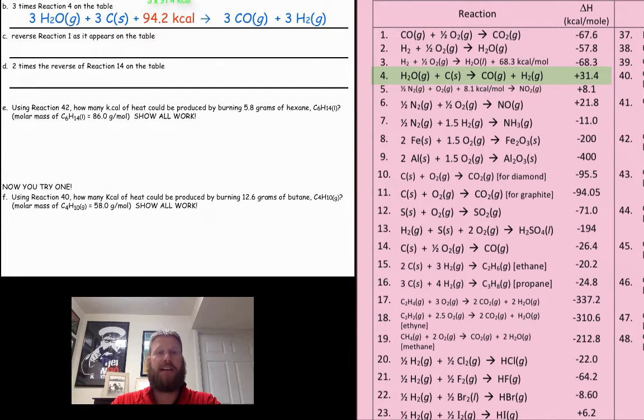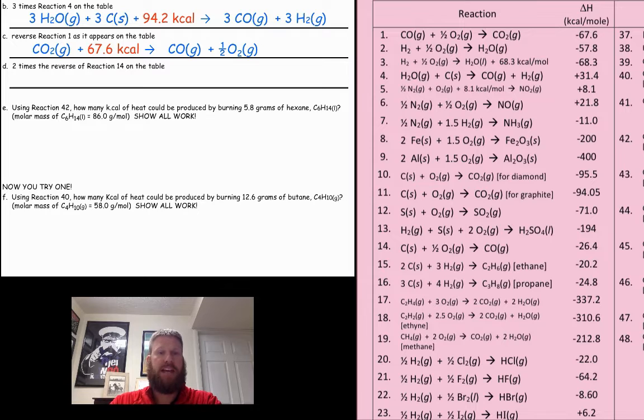3 carbon monoxides and 3 hydrogen gases. Let's reverse reaction 1. This simply means we flip the products and reactants. When we look at reaction 1 as written, it is exothermic, which means 67.6 kcals should go on the product side. Once we reverse the reaction, the products become the reactants and vice versa. The result is carbon dioxide plus 67.6 kcals produces carbon monoxide and 1/2 oxygen gas.